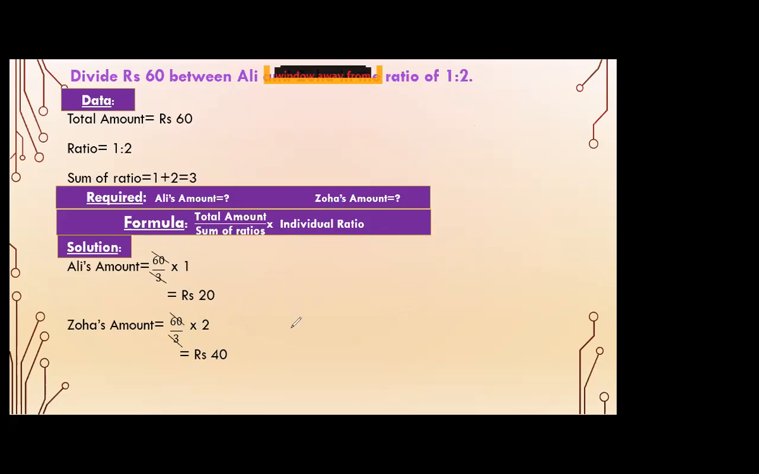Students, you can also check whether your answers are correct or not. If you add Ali's amount and Zuha's amount, you get the sum equal to rupees 60. That is the total amount we had to divide. If you get the sum equal to 60, that means your answer is correct. In this way you can check your answers also.